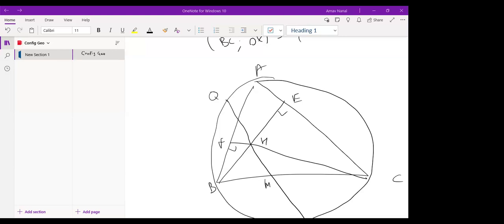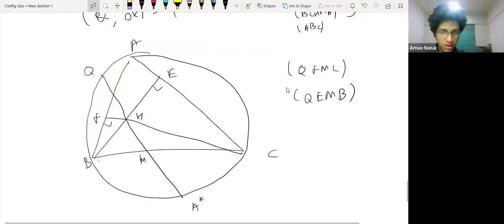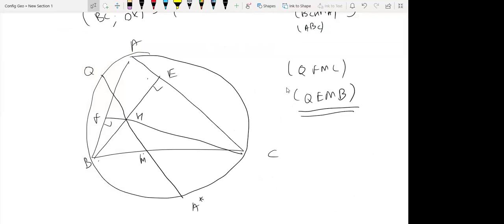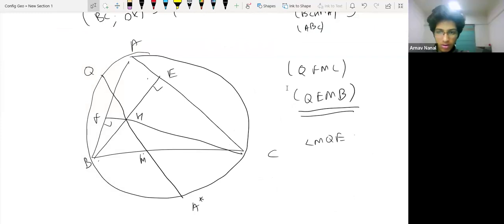Are the four points Q, B, M, E concyclic? Actually, I can't see the concepts. Are the points Q, B, M, E concyclic? Yes, that's what you have to prove. These are concyclic. So like M, Q, E, B. That's what you have to prove, right?